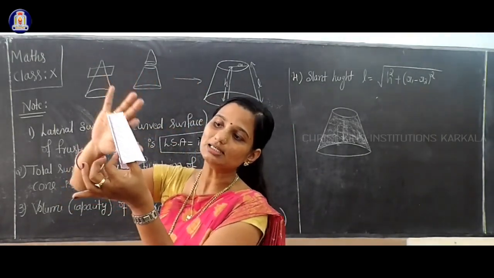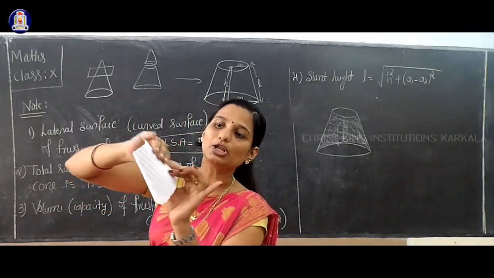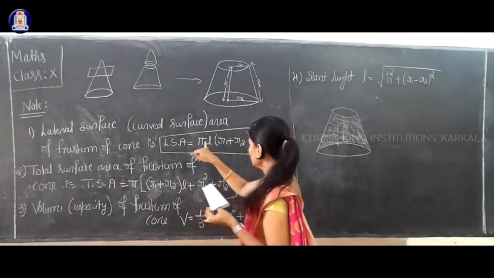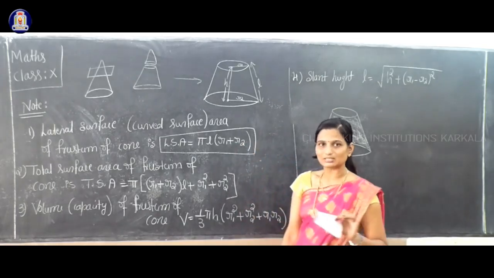Only this region is the lateral region. So what is the formula to find the area of this region? Area of this region is pi L R1 plus R2. So this is your formula.